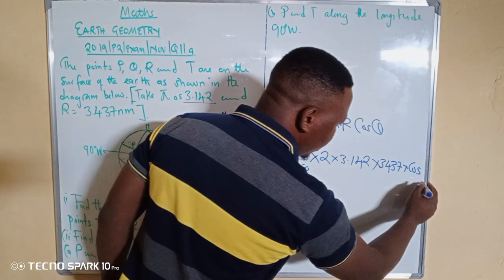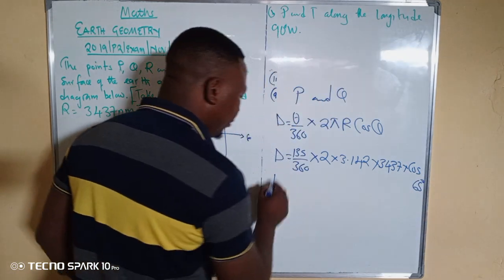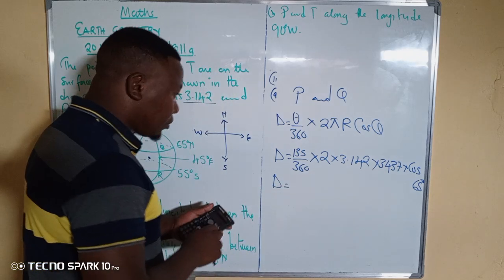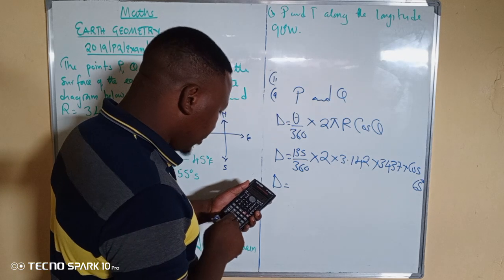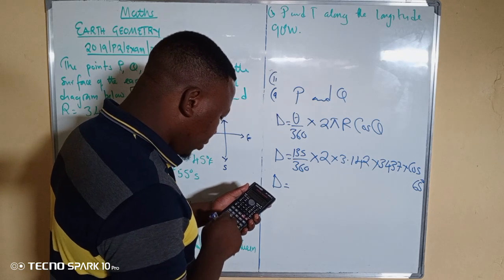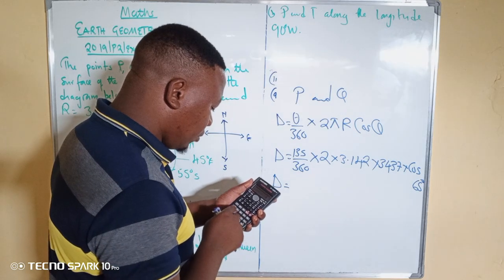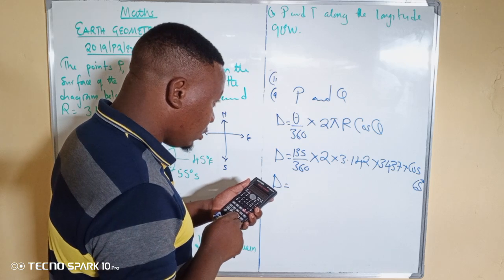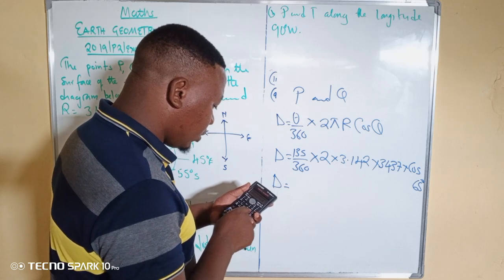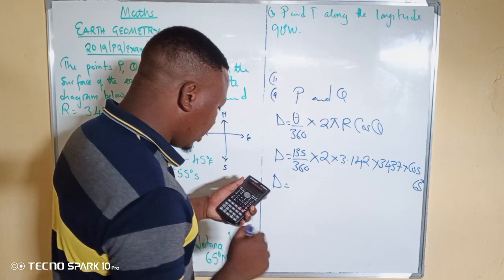So I'll say times cos 65. You can add the 65 degrees there. So your final answer is gotten by saying 135 times 2 times 3.142 times 3437, then times cos 65. Okay, so you write your answer.